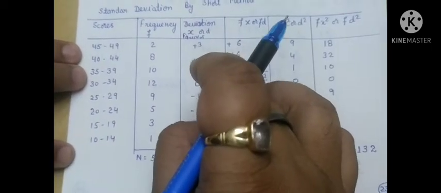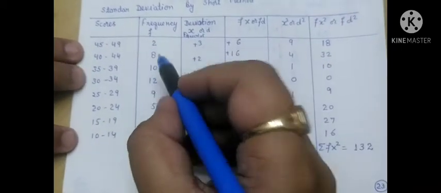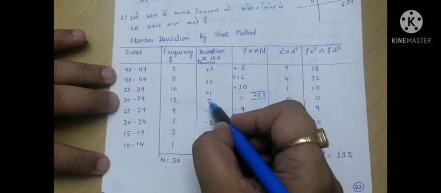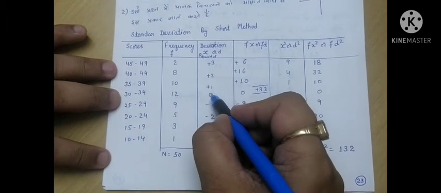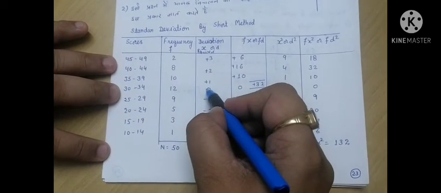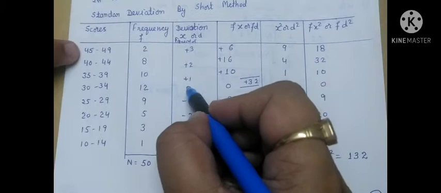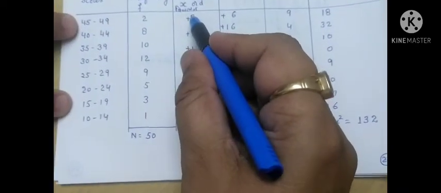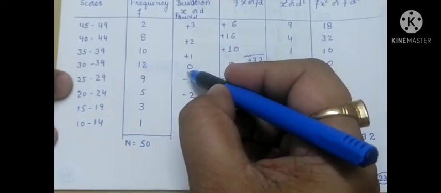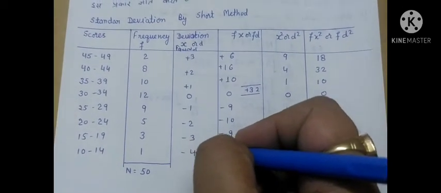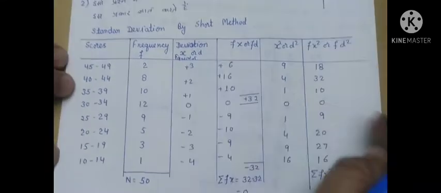In this method, at the highest frequency side we put 0, and this is called the assumed mean. After putting 0, as we move up toward the higher class intervals, put +1, +2 and +3, and moving toward the lower class intervals, put -1, -2, -3, -4. So this is the way of deviation.